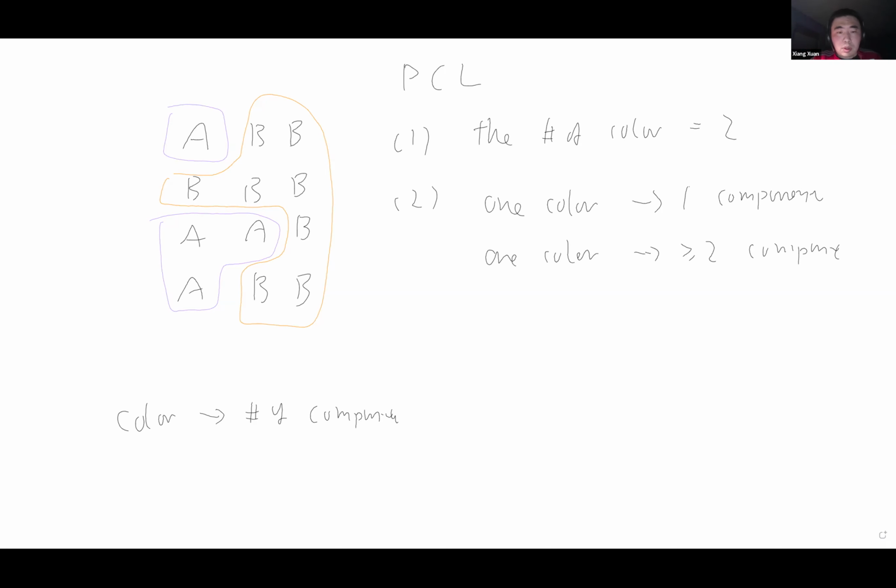Okay, so basically you have a color to number of components mapping. That reminds you of what we call a frequency table, right? So once you run the flood fill, you need to generate how many colors you have, and for each color, how many different components you have. Then using this information, we can identify for this given region whether it's a PCL. That should also be relatively easy.